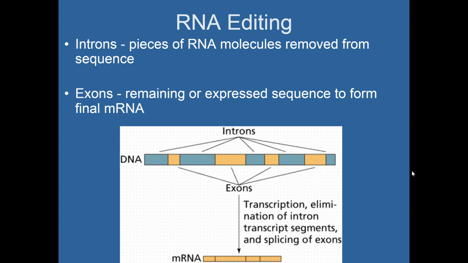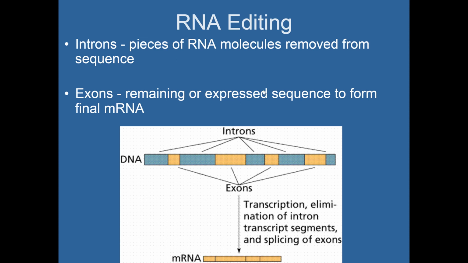Okay. Now we have two things called introns and exons when RNA editing is occurring. So introns are pieces of RNA molecules removed from the sequence. So they're things that are actually taken out. Think of if you've ever taken video production or something and you have a video, you could take pieces of that video out. You could splice the remaining videos together to create one cohesive video.